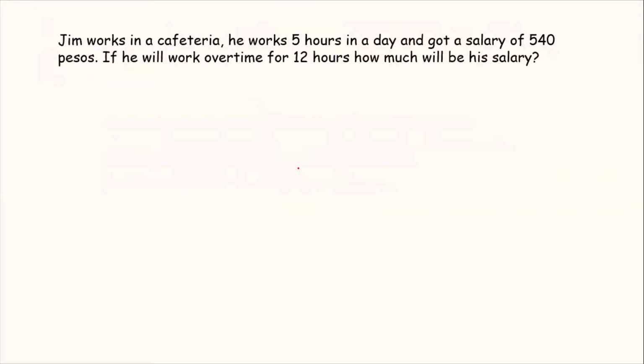Now, let us try to have some word problems here. This is the word problem that we had a while ago. Jim works in a cafeteria. He works 5 hours in a day and gets a salary of 520 pesos. That's what you can see. In 5 hours of work, he will gain 540 pesos. Now, if he will work overtime for 12 hours, the number of hours becomes higher, so expect that his salary will also be higher. So if there is an increase in the number of hours, there will also be an increase in his salary.